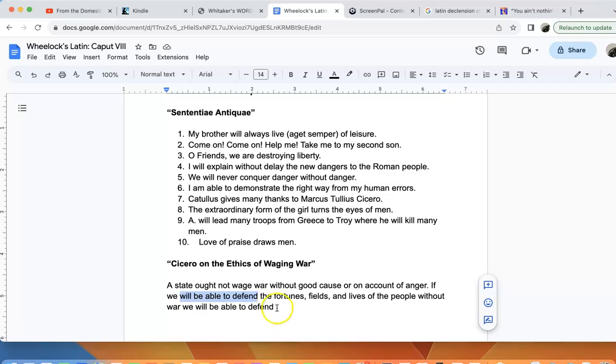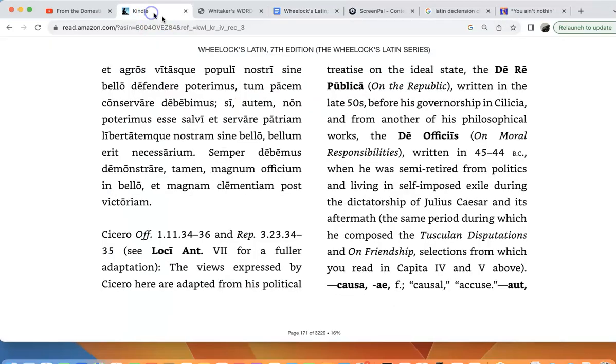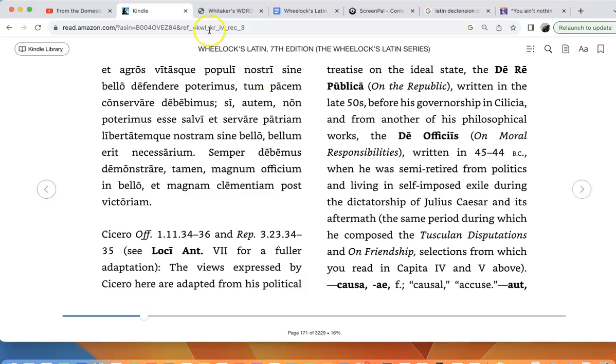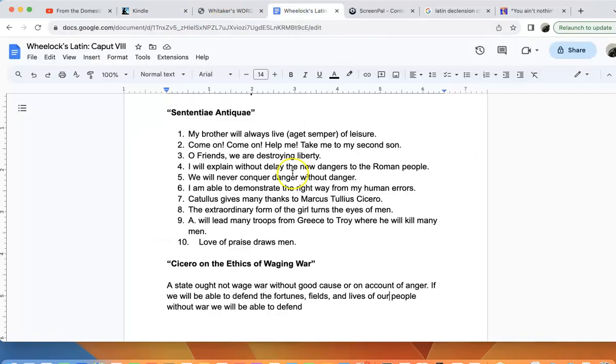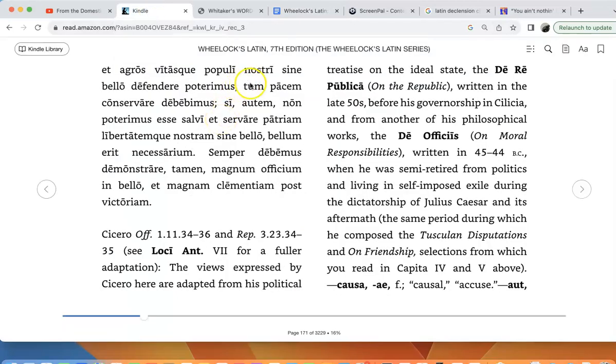So a state ought not to wage war without good cause or on account of anger. If we will be able to defend the fortunes, fields, and lives of our people. Let's see, I think it's of our people, right? Yeah, nostri. Of our people without war. Let's go ahead and take that off since we moved the position of those words.